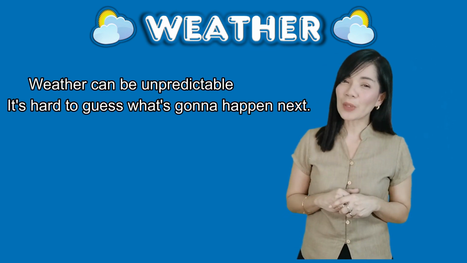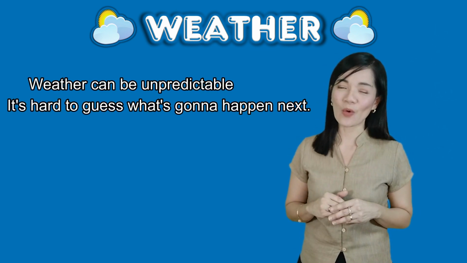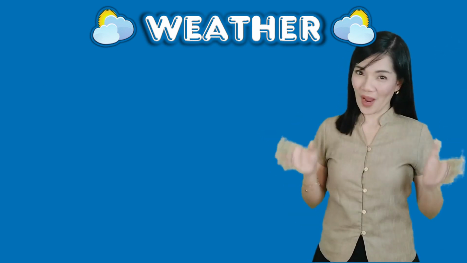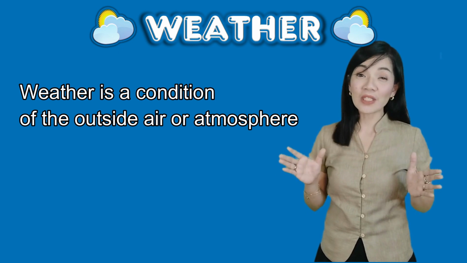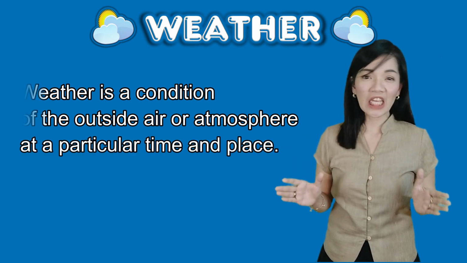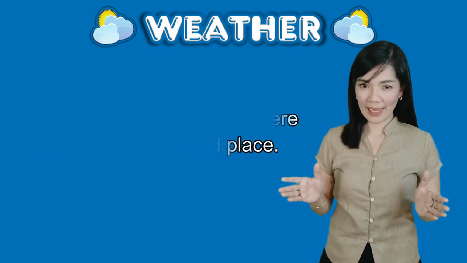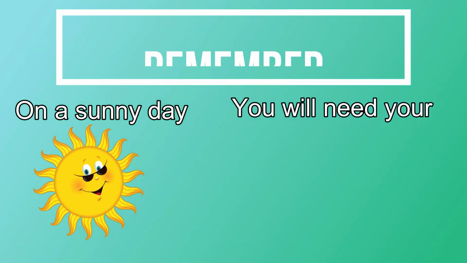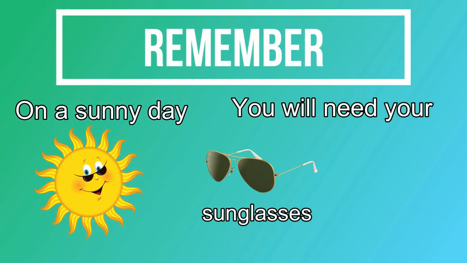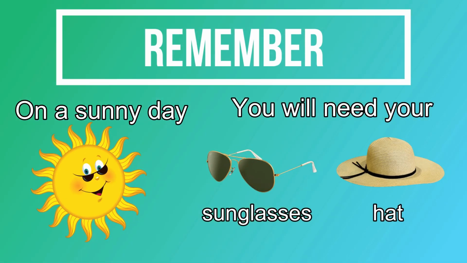Weather can be unpredictable. It's hard to guess what's gonna happen next. It can be rainy one day and sunny the next. We don't know. Weather is the condition of the outside air or atmosphere at a particular time and place, so it can change quickly.